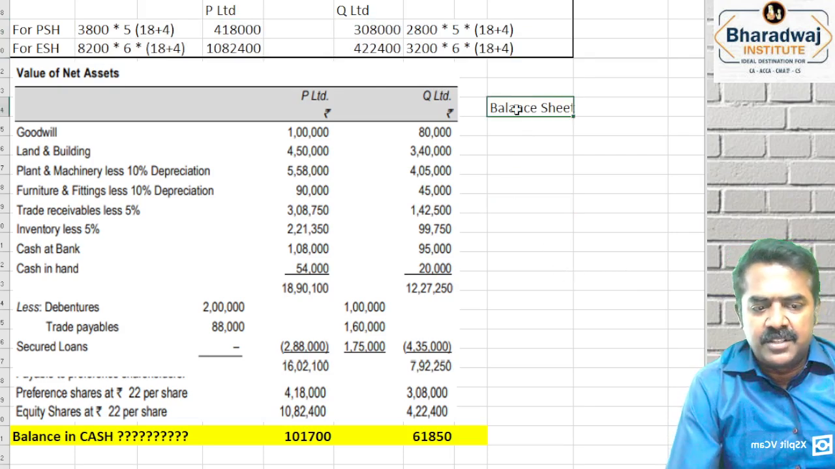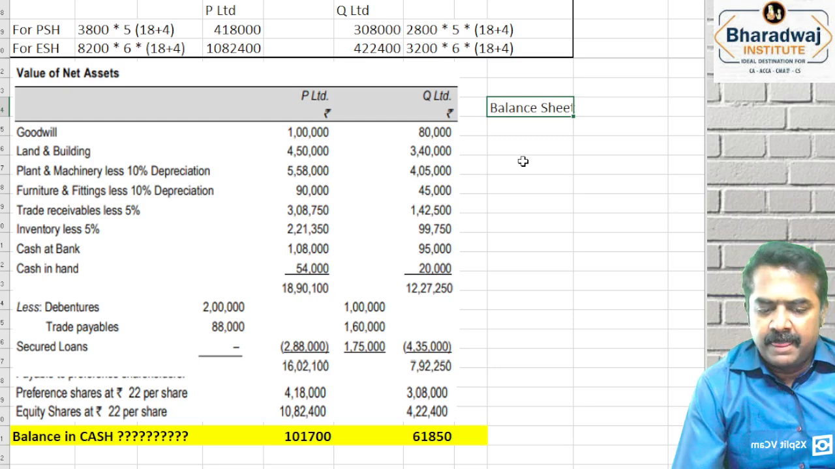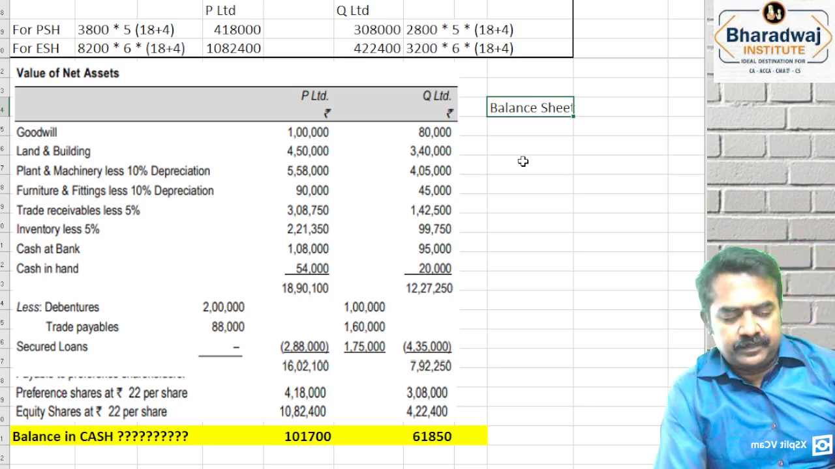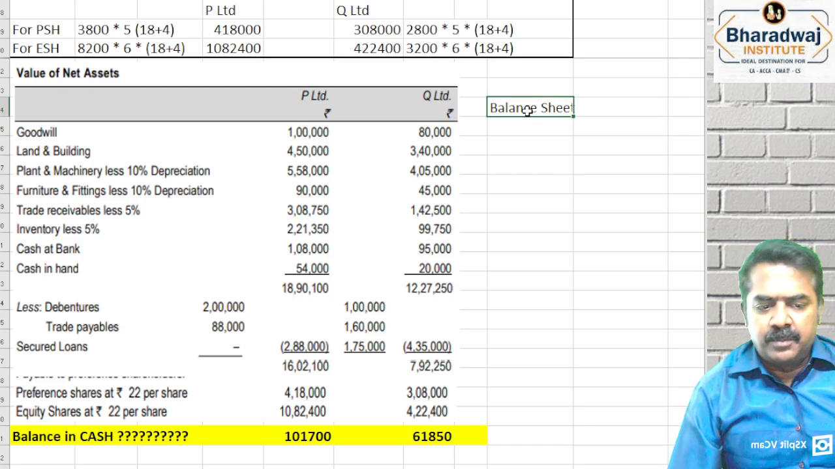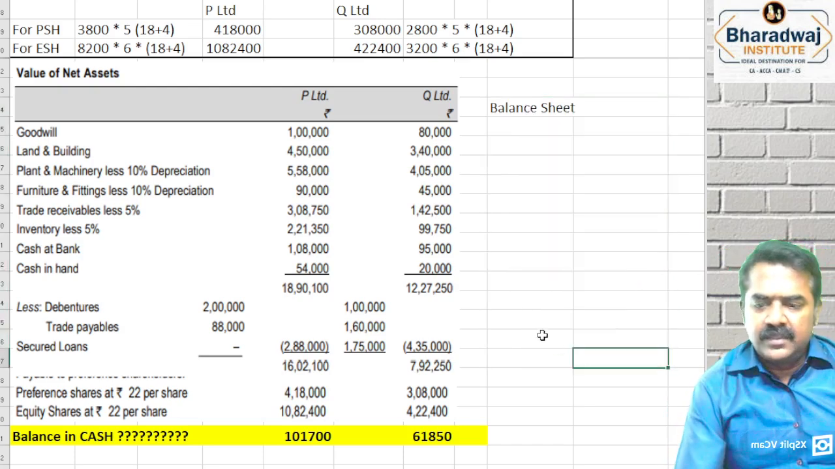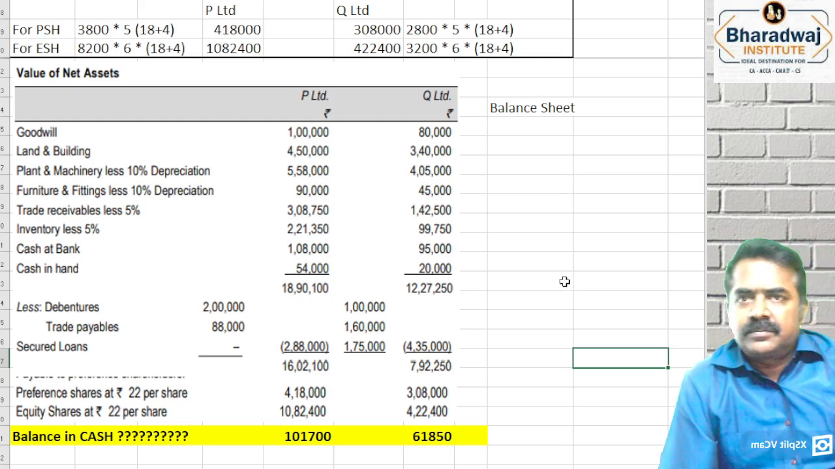You can try the balance sheet for this question also. Any doubt in this? I request you to update this working also. Any doubt in this?